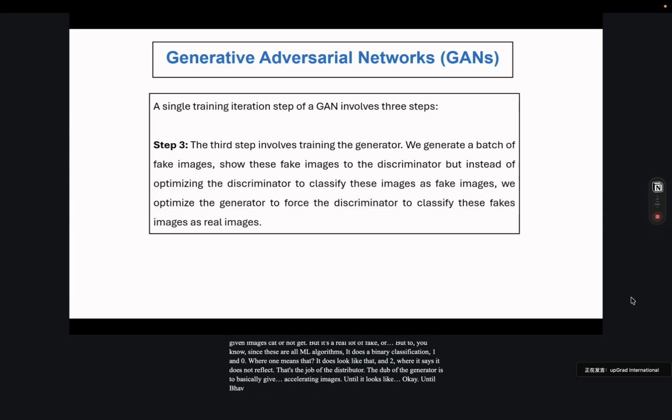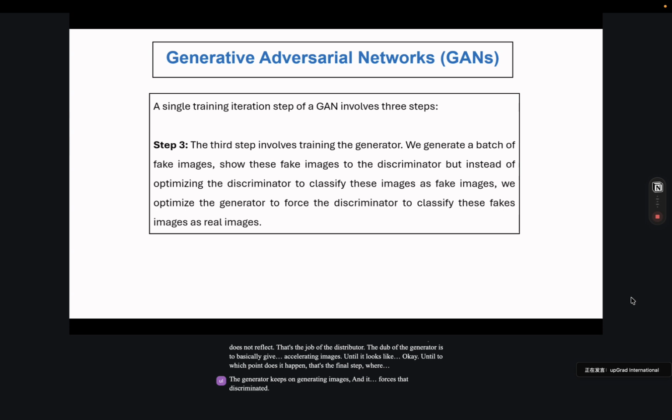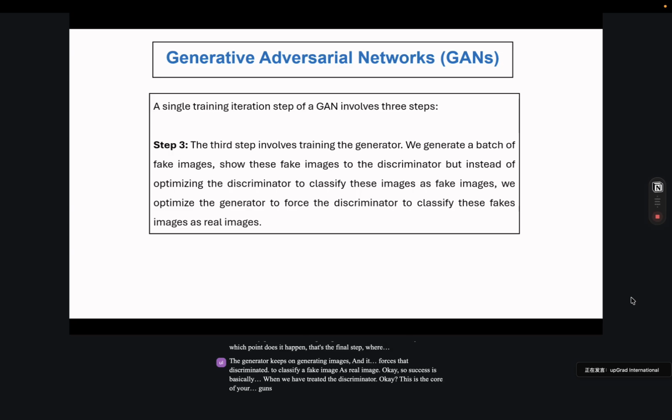Until which point does it happen? That's the final step, where the generator keeps on generating images and forces the discriminator to classify a fake image as a real image. Okay, so success is basically when we have cheated the discriminator. Okay, this is the core of your GANs. There is a discriminator which is sitting and finding if a given image is real or fake, or for that matter, if it's cat or not cat.